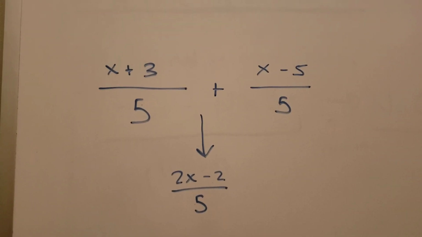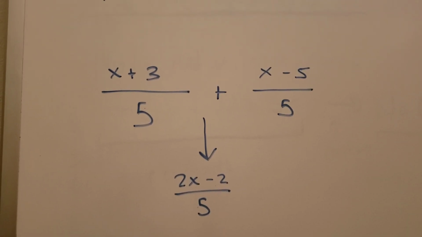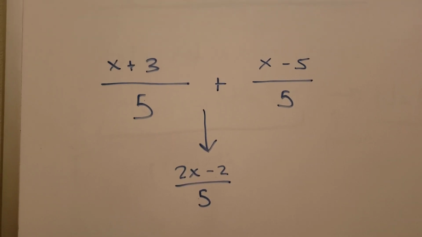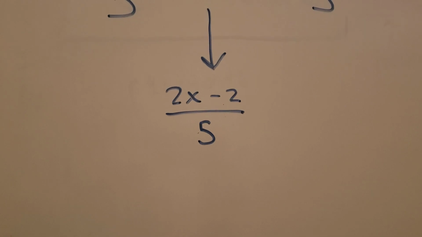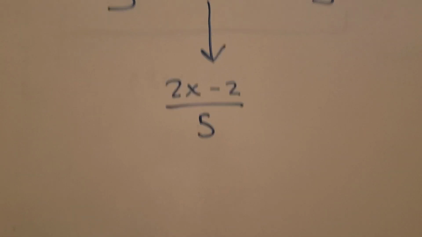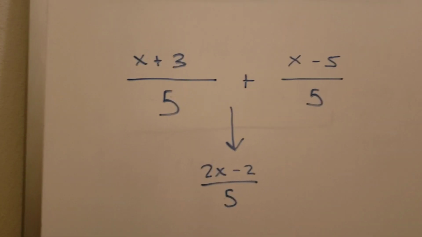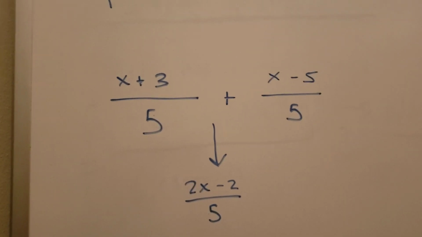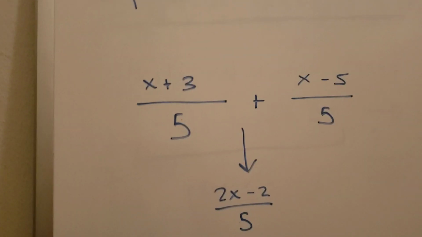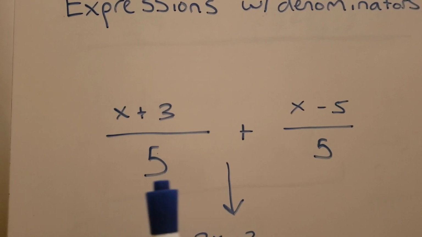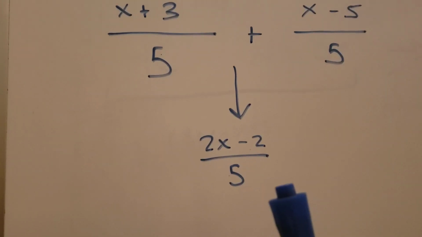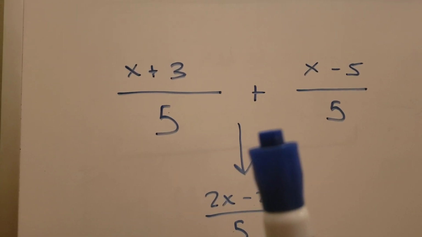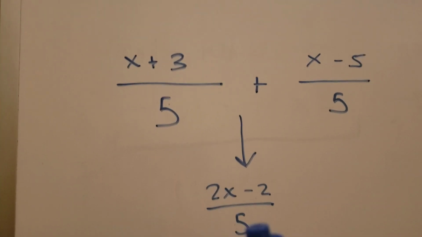As you can see, we've got x plus 3 over 5, and we're adding it to x minus 5 over 5. And since we have the same denominator, we can add them and get this as the answer. Now, why do we get 2x minus 2? Well, that's because once you have the same denominator, it's just adding. You've got x plus x, that's 2x, and we've got 3 plus minus 5, which is minus 2.